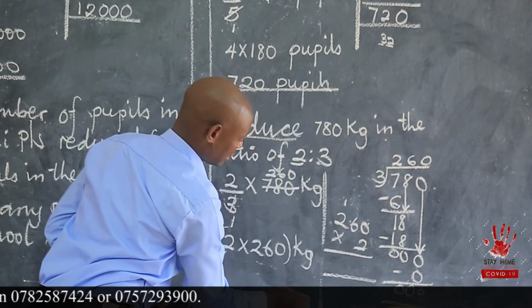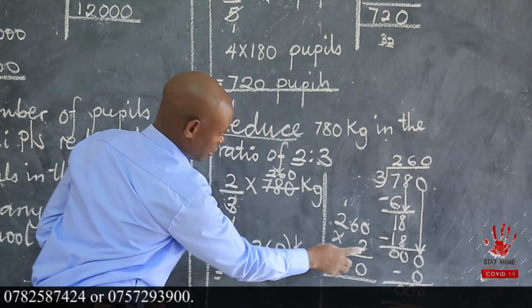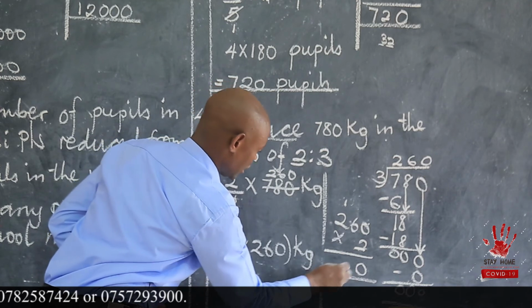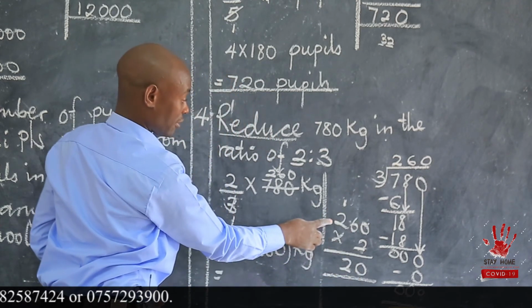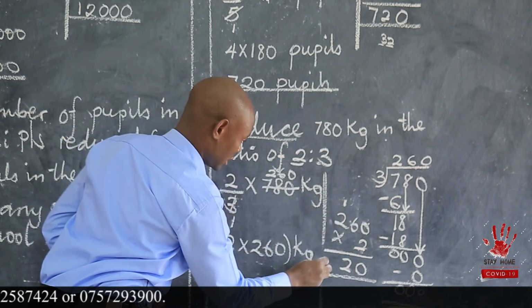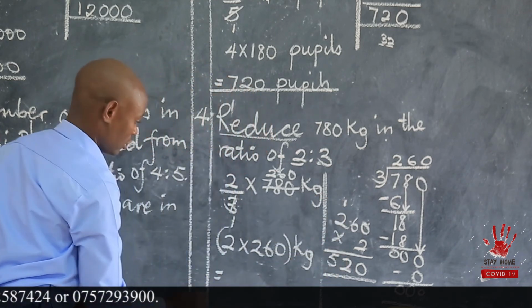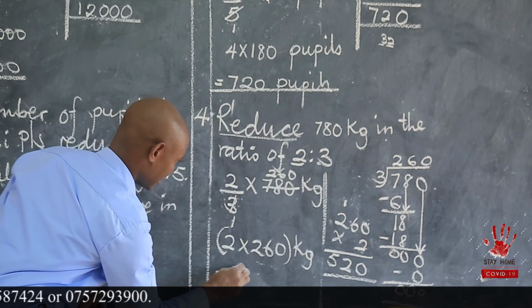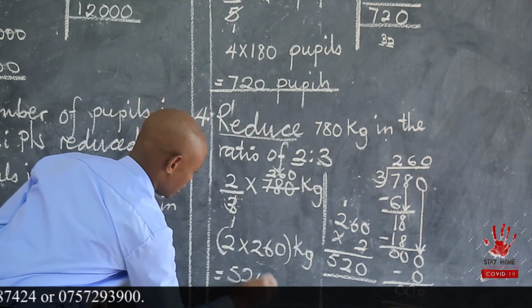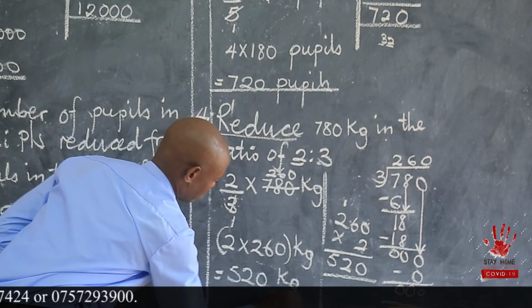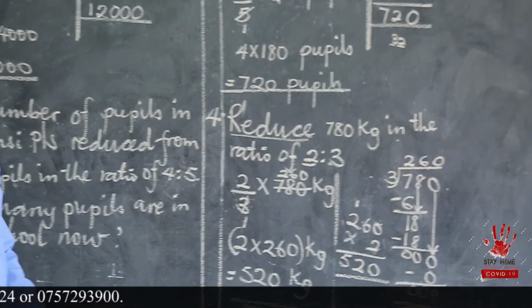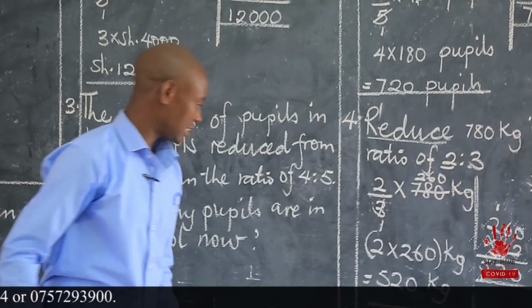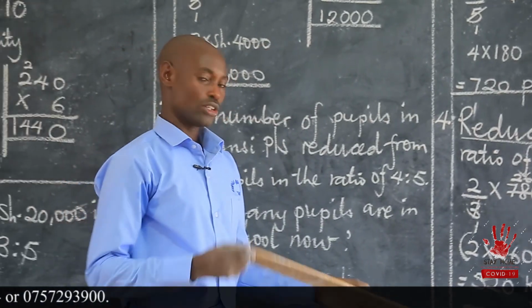So 2 times 0, we are getting a 0. 2 times 6, we are getting 12. Carry 1. 2 times 2, we get 4. 4 plus 1, we get 5. Therefore, we are getting our answer as 520 kilograms. Now, is it true that we have reduced? Yes. From 780 to 520.